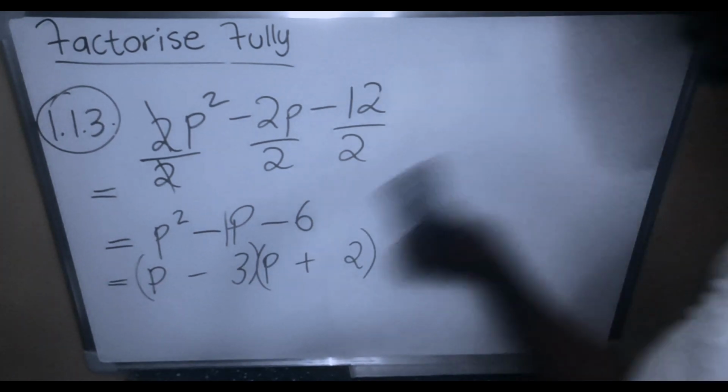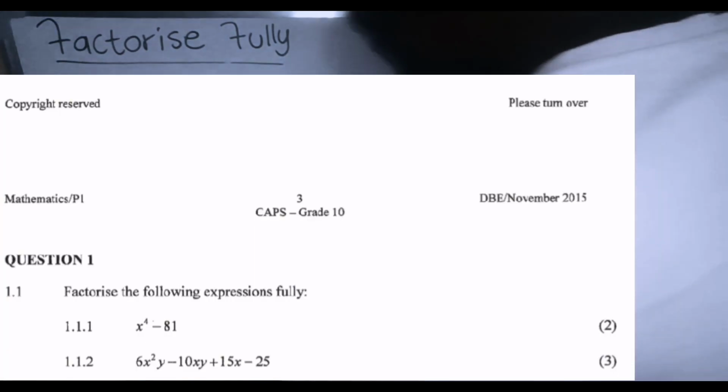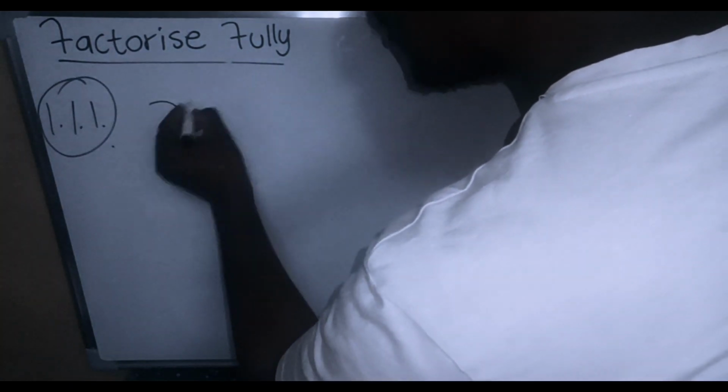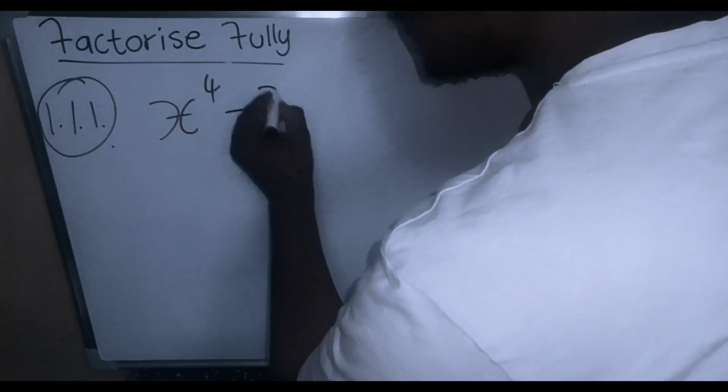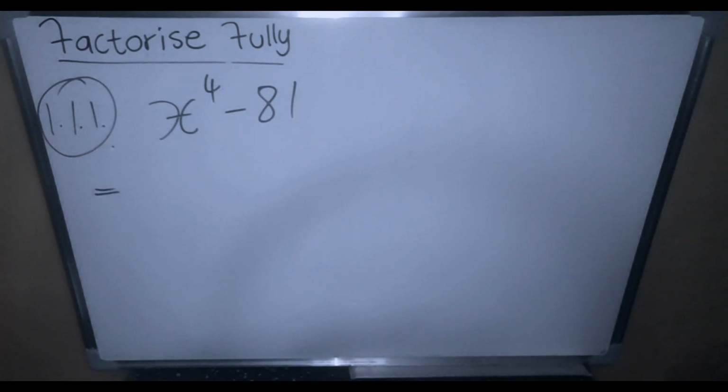Let us go to 2015, November, paper 1, mathematics. Question number 1, factorize: x to the power 4 minus 81. Now, this one is so good and proper.